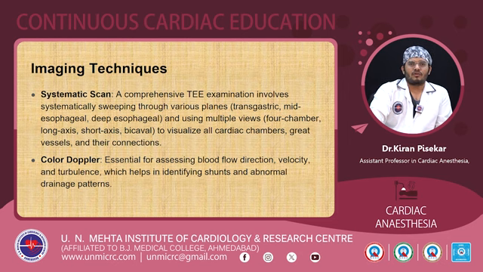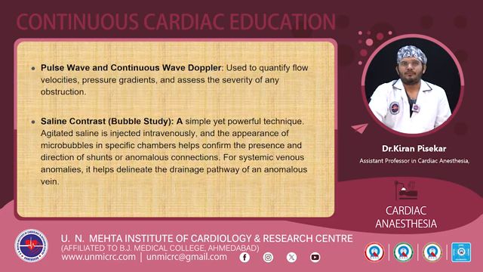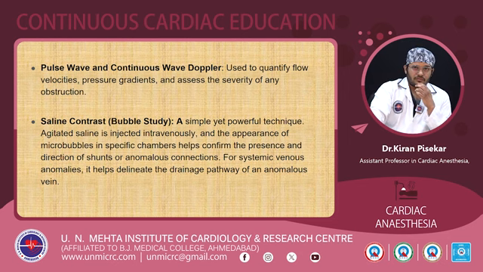We can use color flow Doppler, which is essential for assessing blood flow direction, velocity, and turbulence, which can help in identifying shunts and abnormal drainage patterns. We can use pulse wave Doppler and continuous wave Doppler as well, depending upon the velocity of the structure which we want to visualize. If the structure has a high velocity, we will use continuous wave Doppler, and if it has low velocity, we will use pulse wave Doppler.